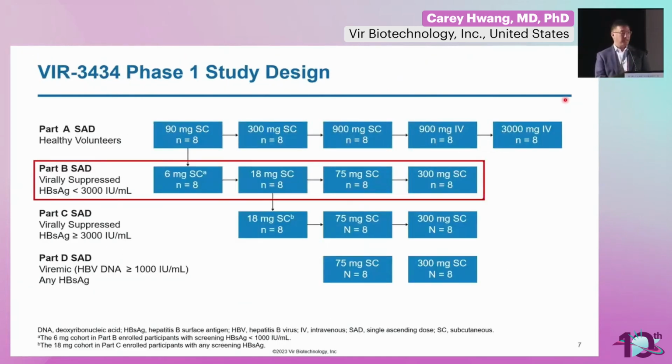So we initiated these early studies in terms of the single ascending dose, looking at different doses of the VIR-3434 antibody, going all the way up to 3 grams IV. And then I'll be presenting some of the initial data which was previously presented, looking at virally suppressed participants with chronic hepatitis B, first in this population with surface antigen less than 3,000, looking at single doses of 6 milligrams, 18 milligrams, 75, and 300 milligrams.